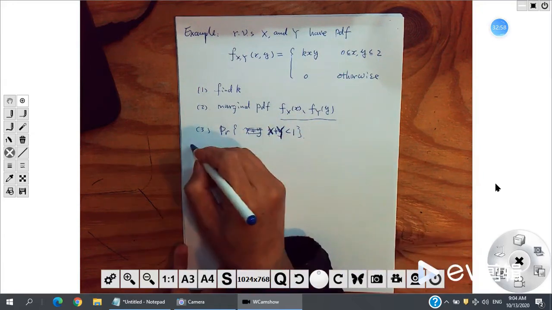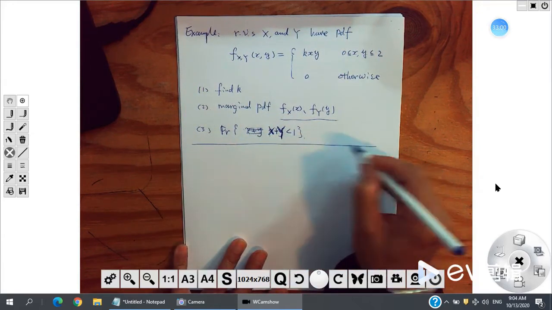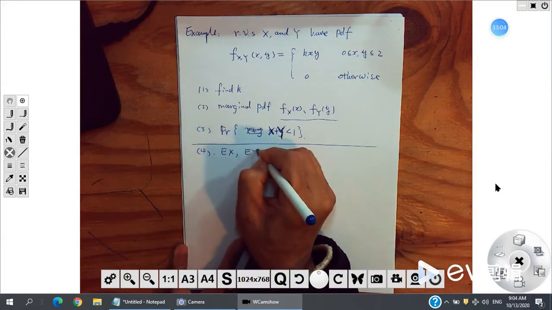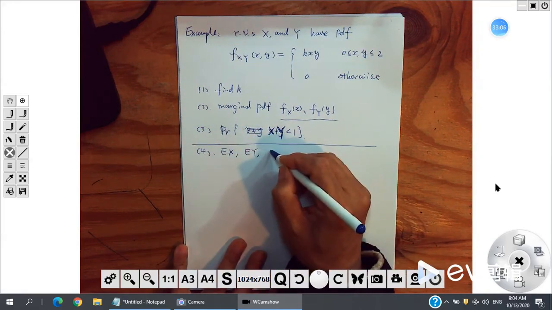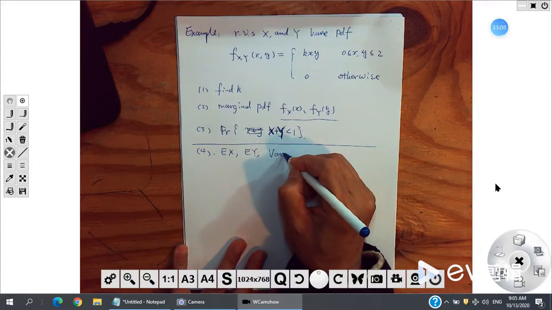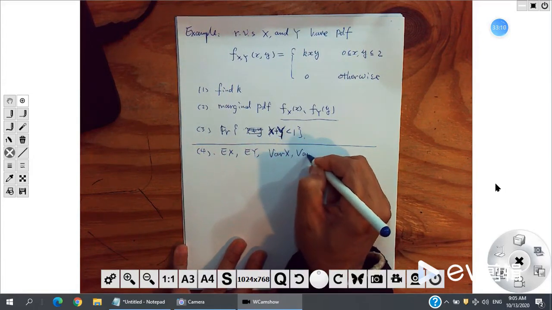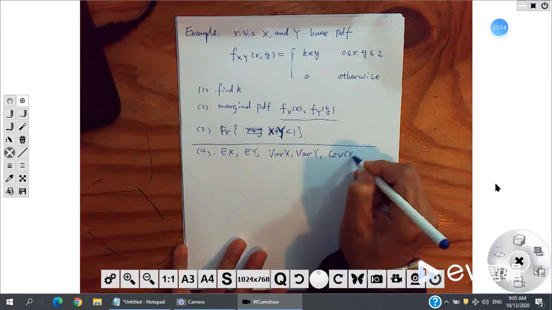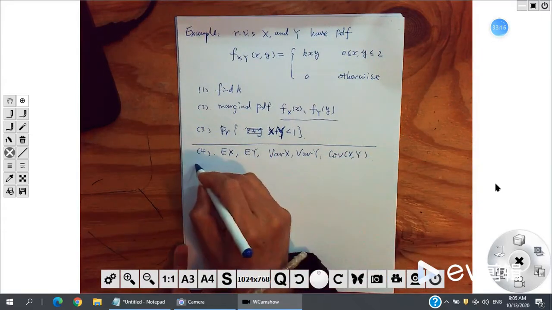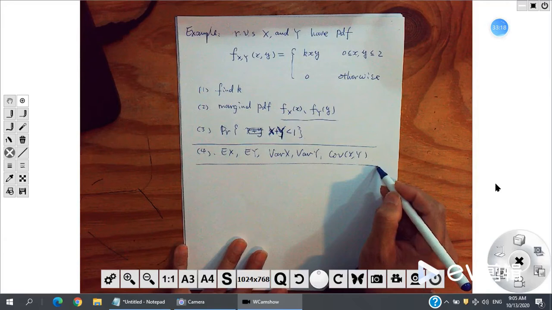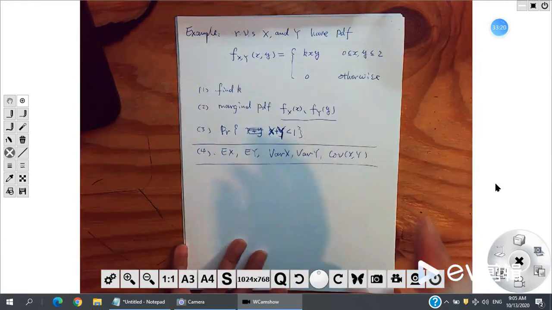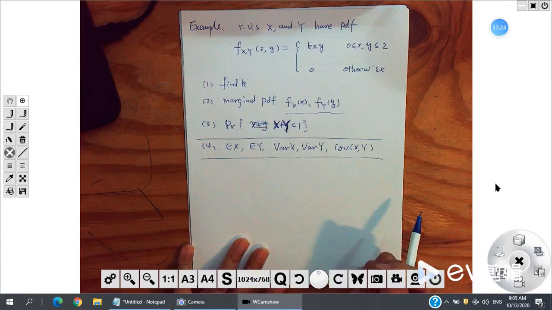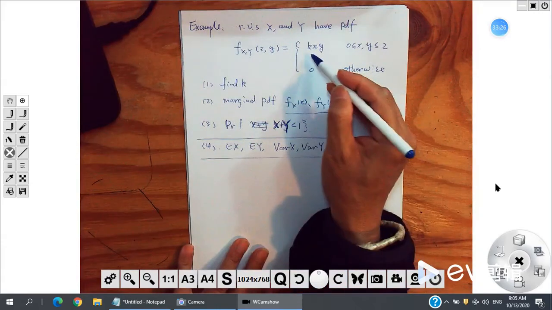And of course, the fourth, we want to find E[X], E[Y], then the variance and the covariance. Just like this, depending on time. If I have enough time, I find all of them. If I can't, I leave it to next time. Alright, first one, we need to find this k.